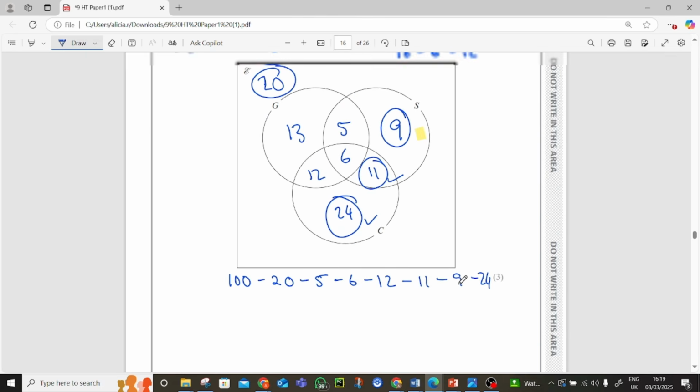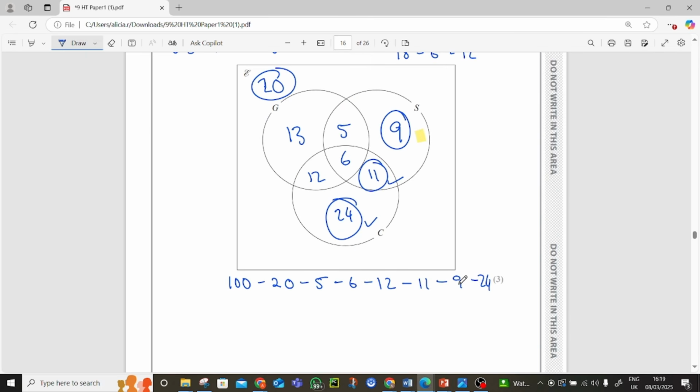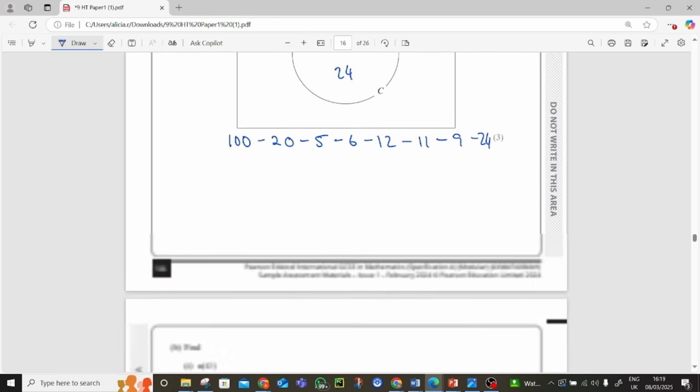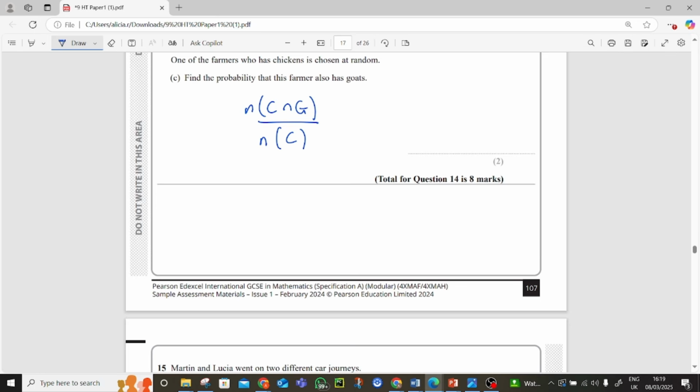So let's look at the number of farmers that have chickens. Well, the number of farmers that have chickens is everything in this bubble here, which is going to be 53. And then out of those farmers that have chickens, which ones also have goats? Well, that is only going to be these farmers and these farmers. So the total that have chickens is 53. The ones that also have goats is 18. So this is going to be 18 over 53.